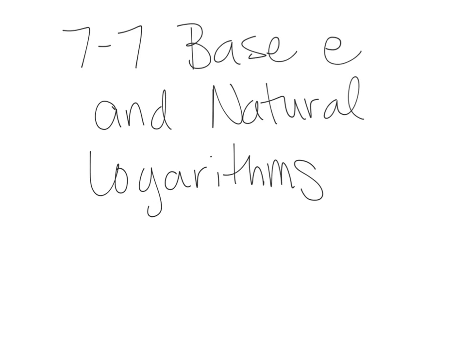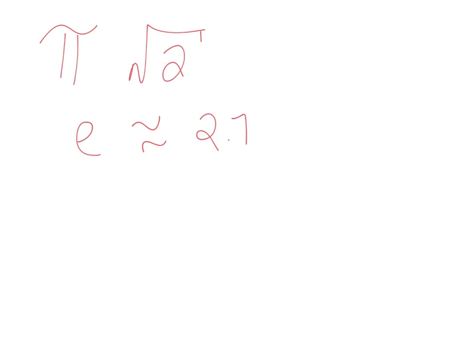In this video, we're going to be talking about base E and natural logarithms. So just like pi and square root of 2, E is a number. E is a number, and it's approximately equal to 2.7182, so on and so forth. You can find it on your calculator, just like you can find pi. And when E is in a logarithm, it is called a natural base.